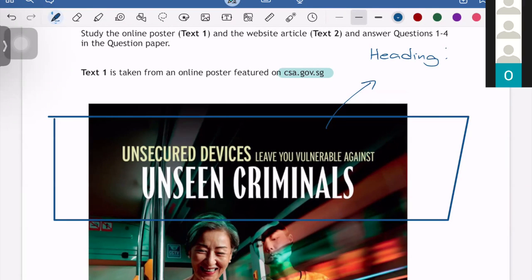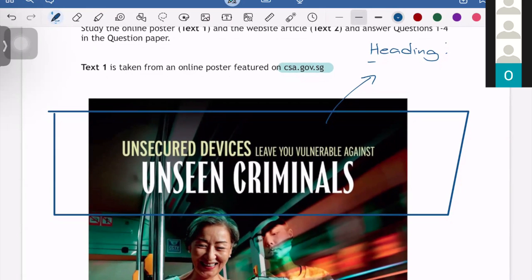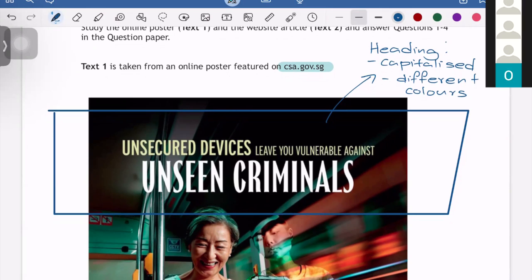Jot down details about the headings. How is it different from the other text here? So in this case, you say that it is capitalized. It has different colors. It's bolded.